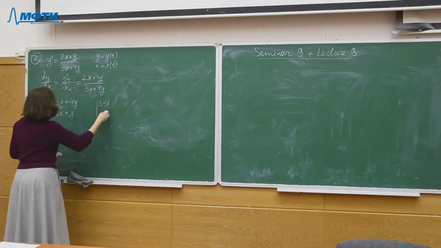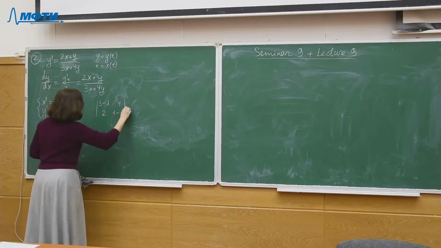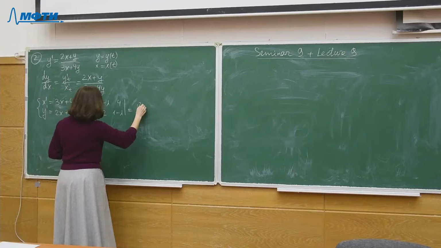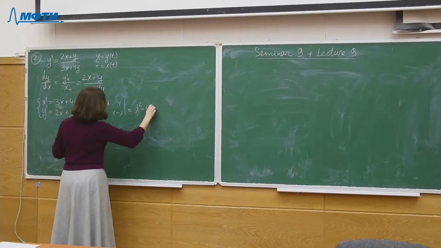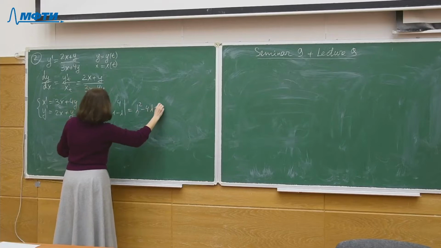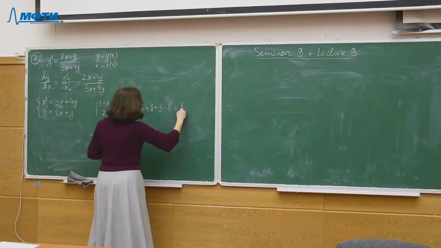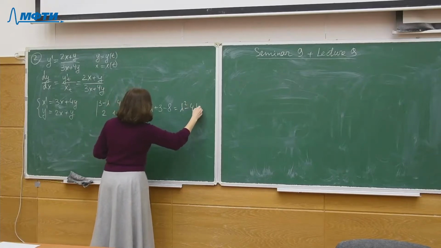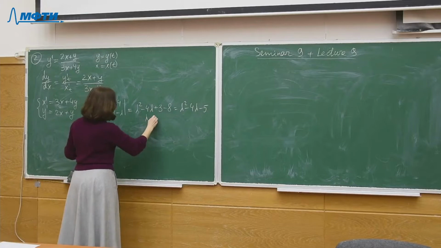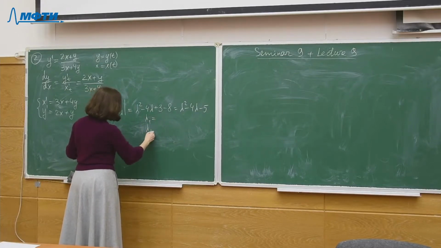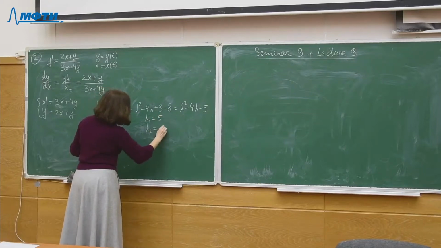the determinant of 3 minus lambda, 4, 2, 1 minus lambda equals lambda squared minus 4 lambda plus 3 minus 8, which is lambda squared minus 4 lambda minus 5. And the roots, by the Vieta theorem, are lambda 1 equals 5 and lambda 2 equals negative 1.